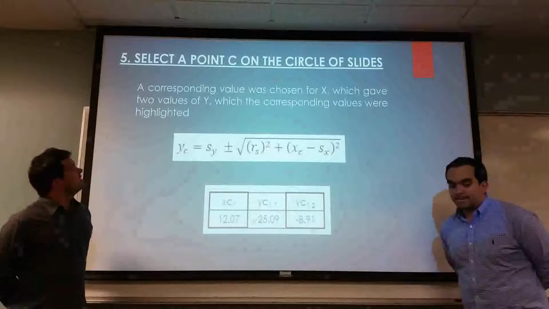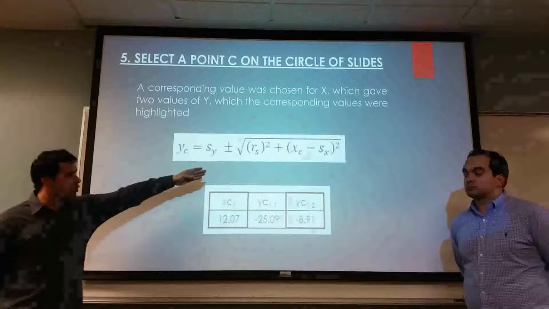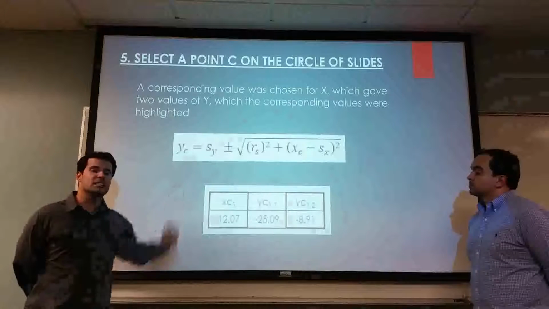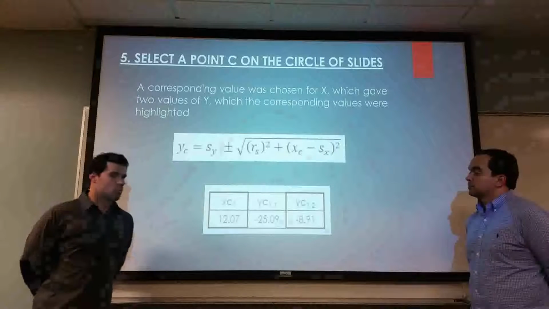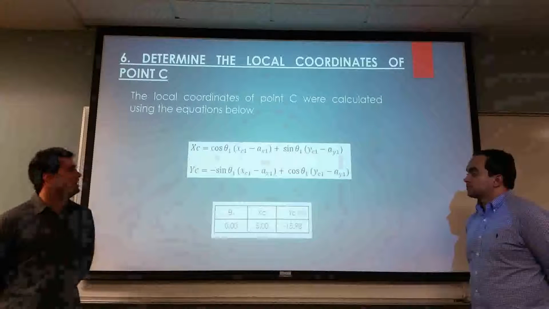We also had to find the point C in the circle of slides. We used a singular point XC to determine our YC. Because of the plus or minus sign given here in this equation, we came up with two different values. For our presentation, we used -8 for Y.